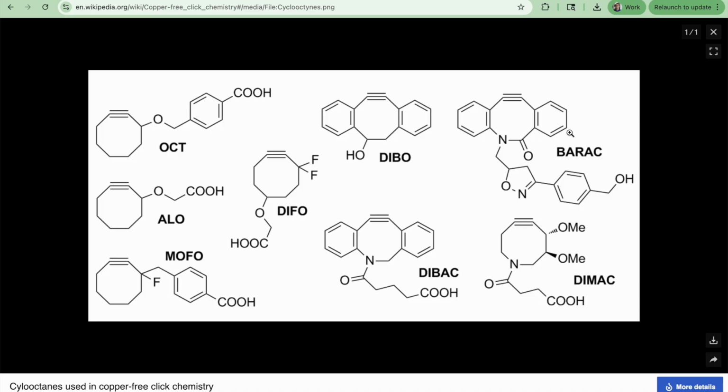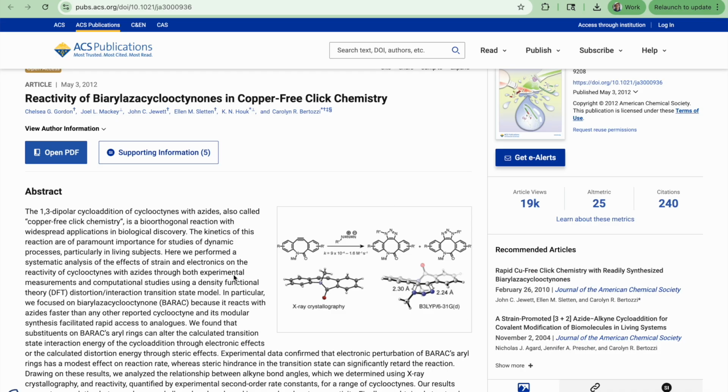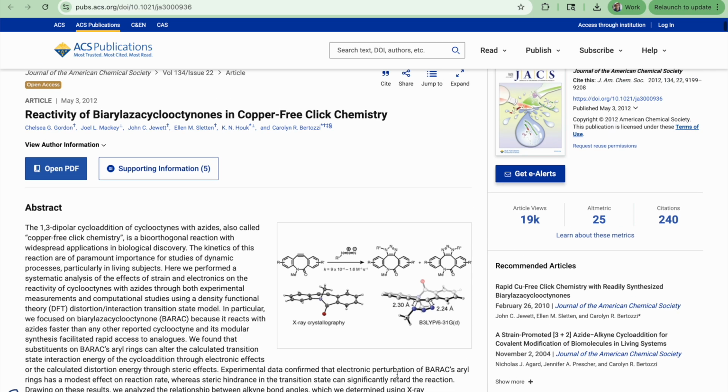In particular, I wanted to look at these structures here. This reactivity was studied a while ago by Bertozzi in this paper from 2012, and I thought, this will be a good model system to show how the double-ended transition state search workflow in Rowan can work.